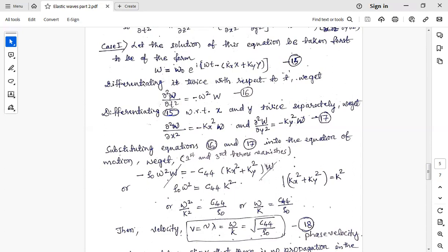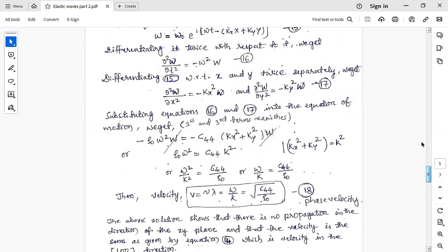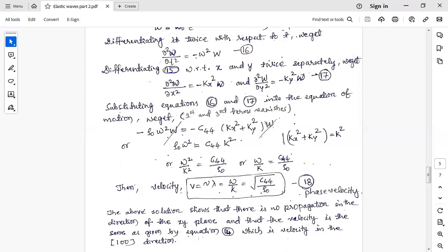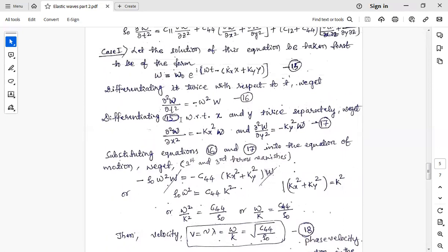So, dou square W by dou t square is equal to minus omega square into W. I got equation 16. And now differentiate equation 15 with respect to x and y twice in the same way, separately. You get like this. Dou square W by dou x square is equal to minus kx square into W. And similarly minus ky square into W for y, because this is a partial differentiation. And when you are doing dou square W by dou x square, you will be differentiating only this part.